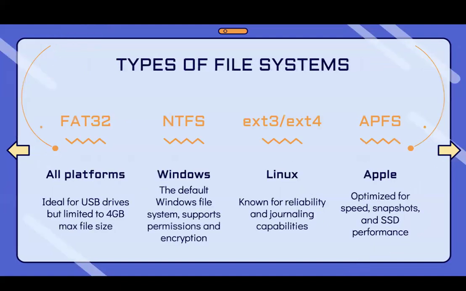To give you a clearer picture, here are some real-world examples. Windows 10 and 11 use NTFS for internal drives because of its ability to handle large files and complex permissions. Ubuntu is a popular Linux distribution that uses ext4 by default because of its stability and journaling features. USB drives are often formatted using FAT32 or exFAT so they can work across multiple platforms. Mac systems use APFS, especially for solid-state drives, to take advantage of faster performance and snapshot capabilities.